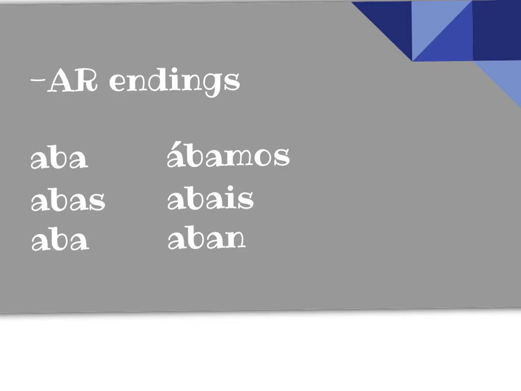Here are the endings for AR verbs. Okay, so yo hablaba, for instance. I was talking or I used to talk. Tú hablabas. Él, ella, usted hablaba. Notice that the yo form and the él, ella, usted form are both the same. So you'll either need to use context clues that, yes, I'm talking about myself, or you'll need to include the yo or the person's name or él, ella, or usted.